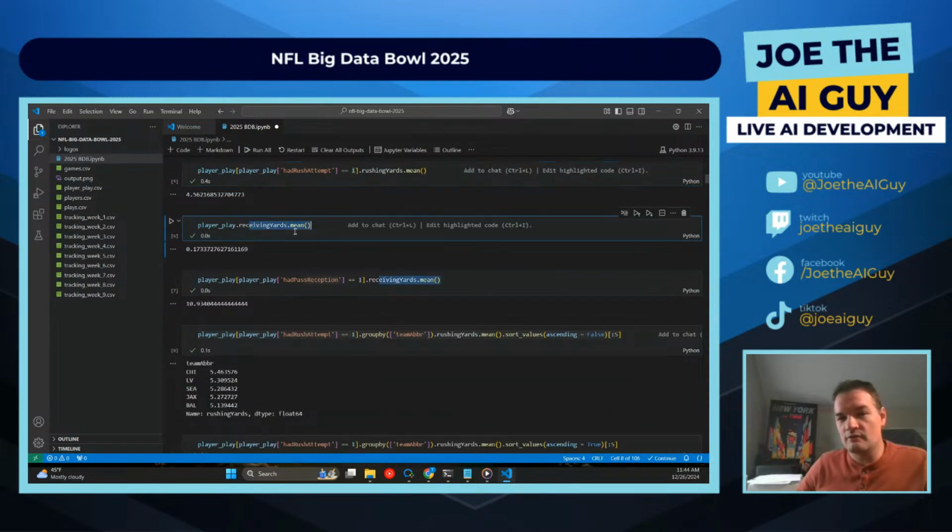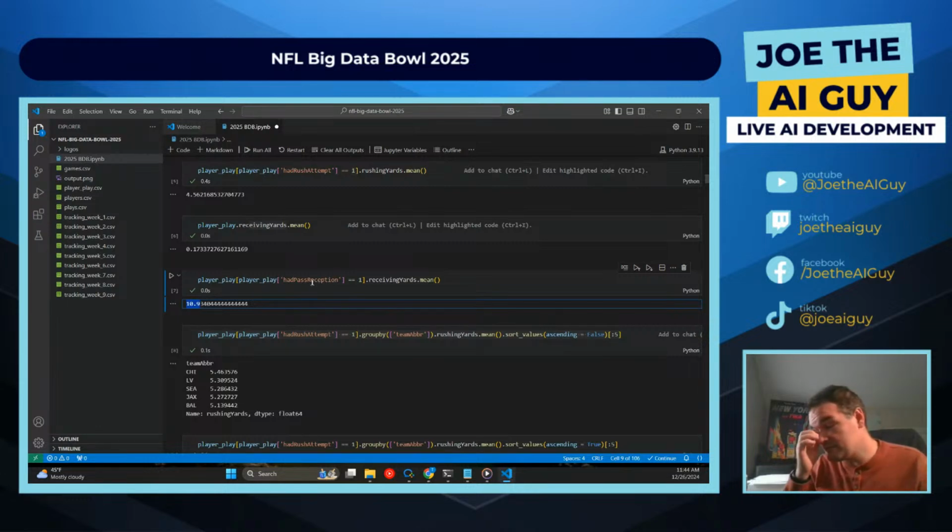Same thing happens here on receiving yards. We needed to find out who had the pass reception, and then we see that the average pass completion results in about 10.9 yards per completion. And do be aware that this is completion, this is not pass attempt. So the receiver had to have caught the ball for there to be receiving yards, and that's why you can see here that it's 10.9.